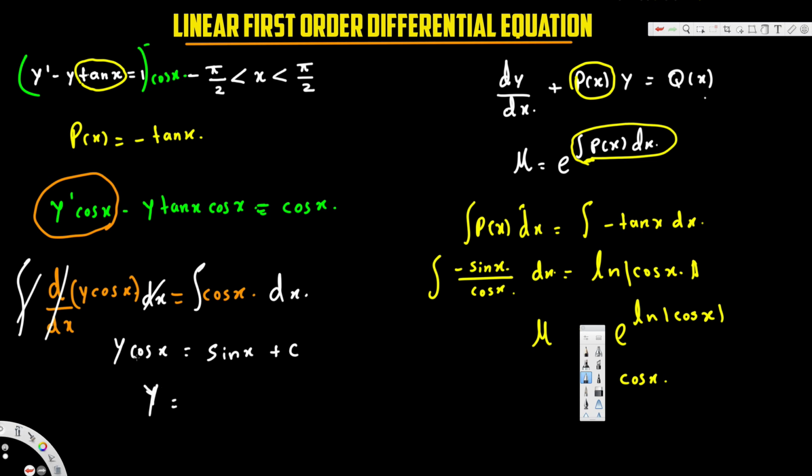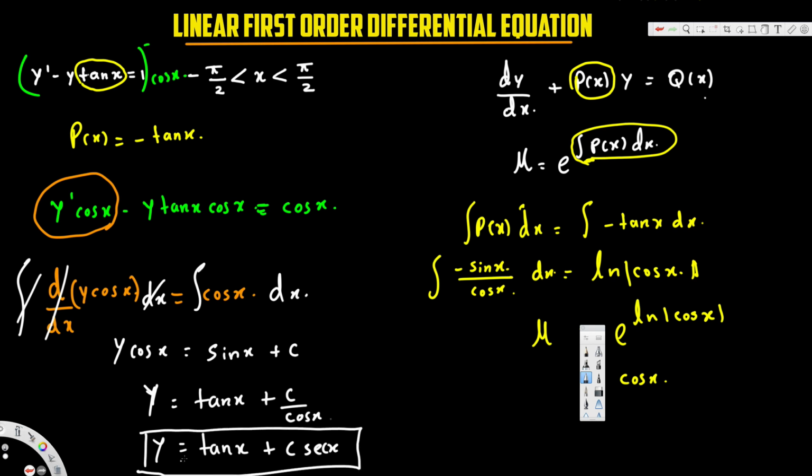The next thing is we have to write everything in terms of y. So in order to get rid of this cos x, we have to divide everything by cos x. If you divide sin x by cos x, that's going to be tan x, and c over cos x, instead of c over cos x, we can write c sec x. And that's going to be the general solution of this differential equation.